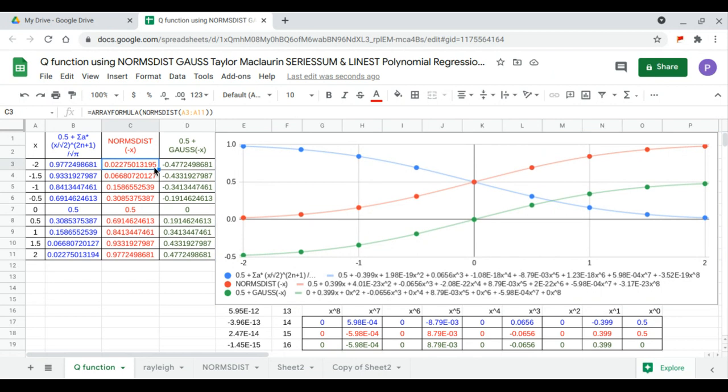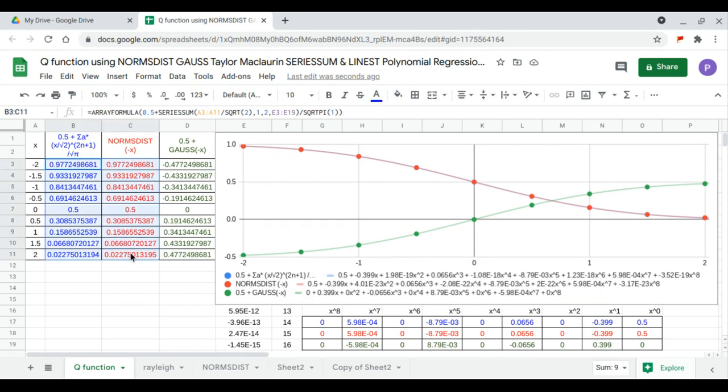Next, we modify the NORMSDIST. We factor in the negative sign. So the blue dataset and the red dataset are the same, meaning the NORMSDIST will have the same dataset as the Q function. So the Q function now is the same as the NORMSDIST. And the trendline polynomials coefficient are also the same.